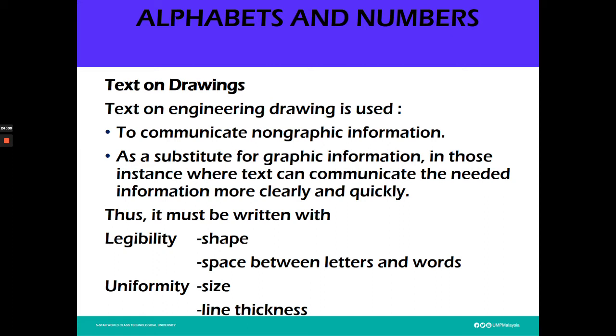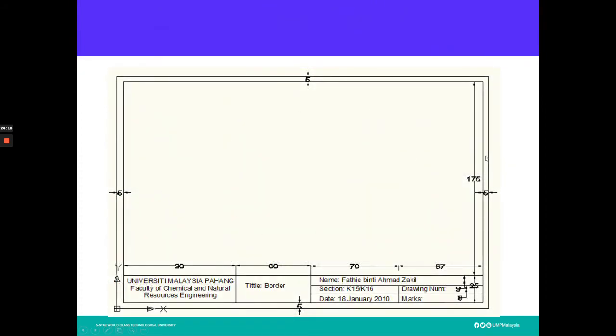The alphabet is an engineering text to communicate non-graphic information. Thus, it must be written legibly, shaped properly, with space between the letters, and uniform size and line thickness. So this is an example of what your title block should be. You must have this title block here. This is what your title block will look like.